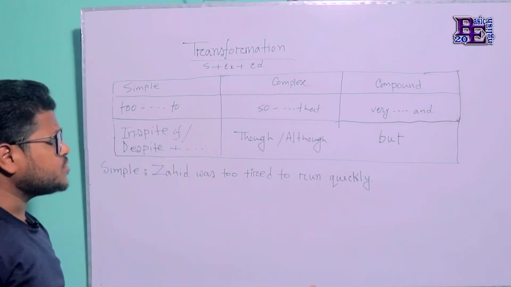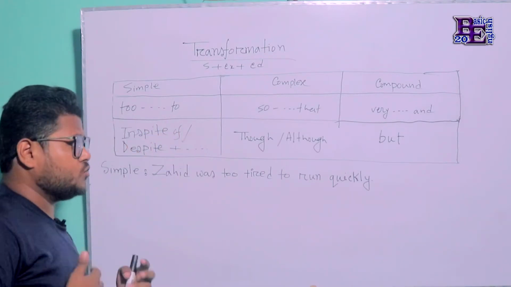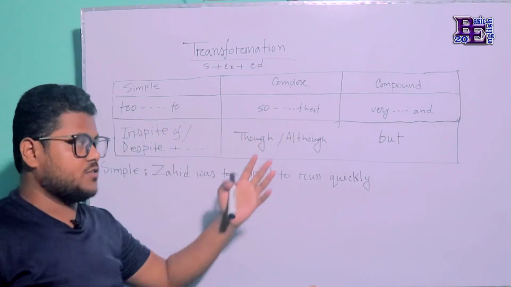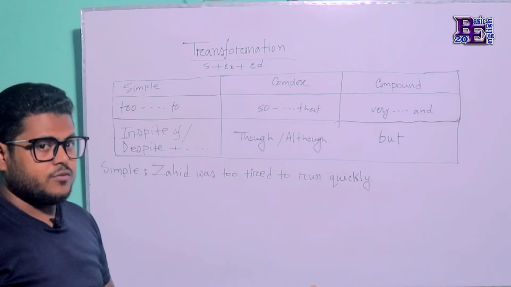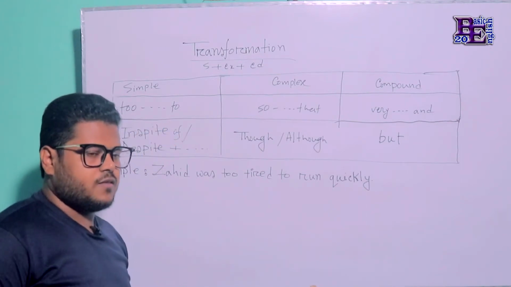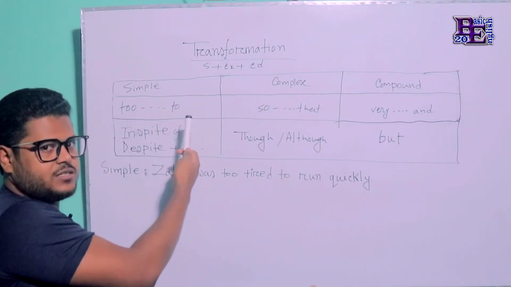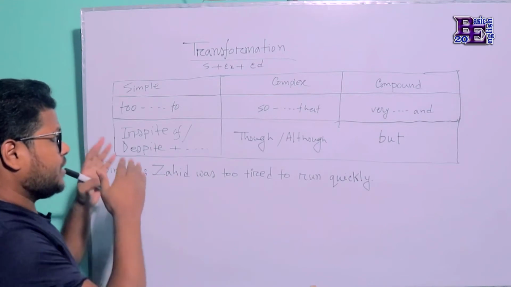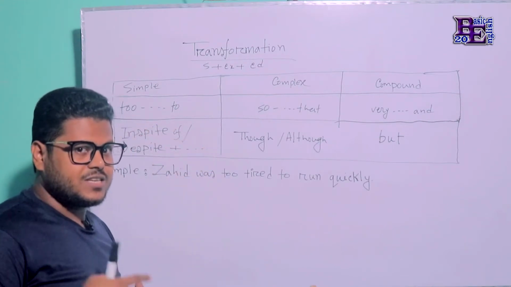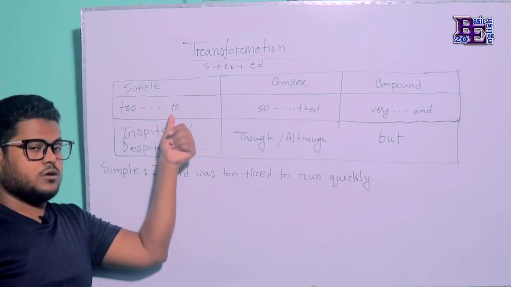Okay, so before doing this we should know why we use this type of words or phrases in our sentences, especially simple, complex and compound. Actually they are used to intensify something. That means sometimes they express the cause and result. The result may be positive, the result may be negative. It's up to the adjective or adverb that I will use in between too and to.